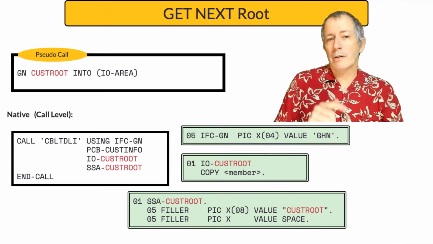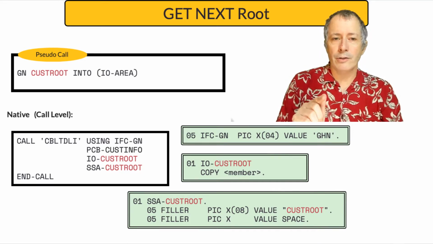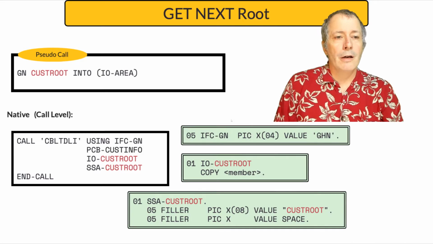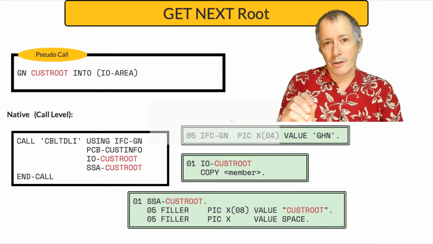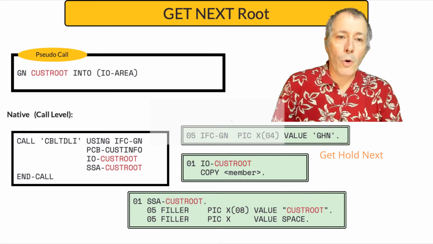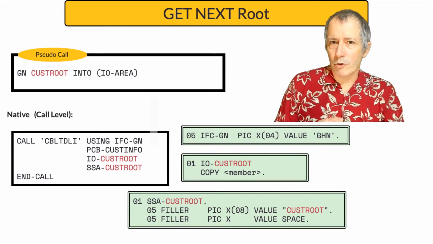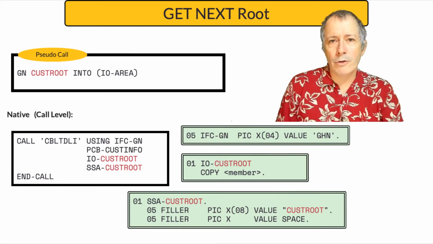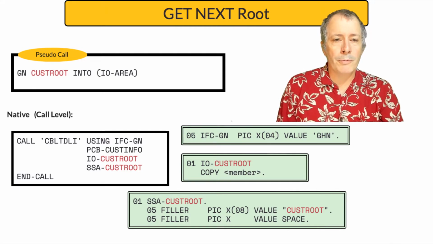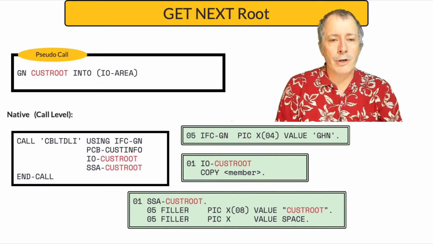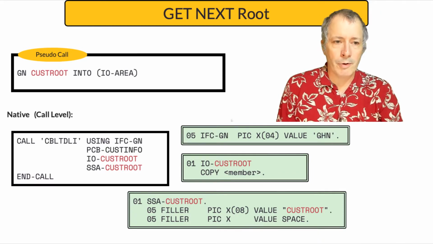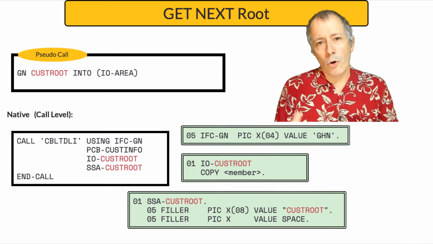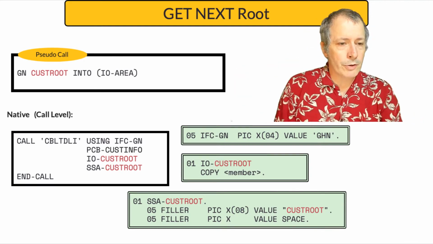It is defined here as IFC-GN, or IMS function code Get Next. The value is GHN, which stands for Get Hold Next. I'm only going to mention the hold versions of the calls, as there's very little advantage to the non-hold versions of the Get calls in most programs. I suspect that will be a controversial statement, but IBM's IMS documentation makes similar claims, and XactDLI only uses the hold version of the call, which will be mentioned later.